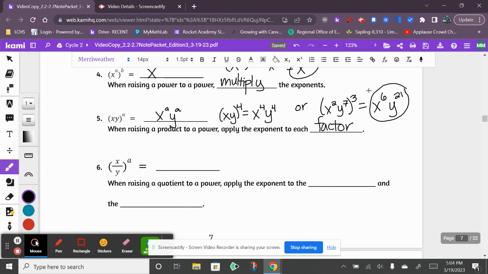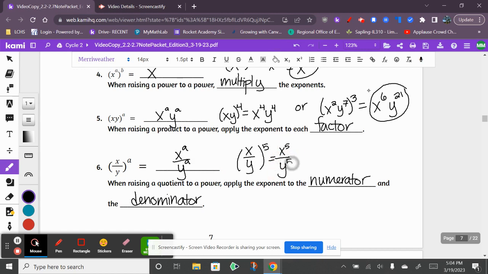And lastly, when raising a quotient to a power, you will apply the exponent to the numerator and the denominator. So we would have x to the a over y to the a. As an example, if we had x over y and it was to the power of 5, we would have x to the 5th over y to the 5th.